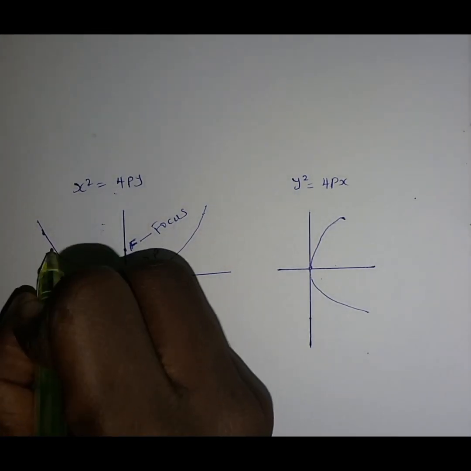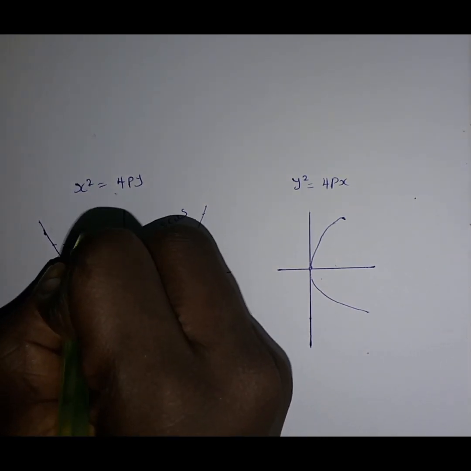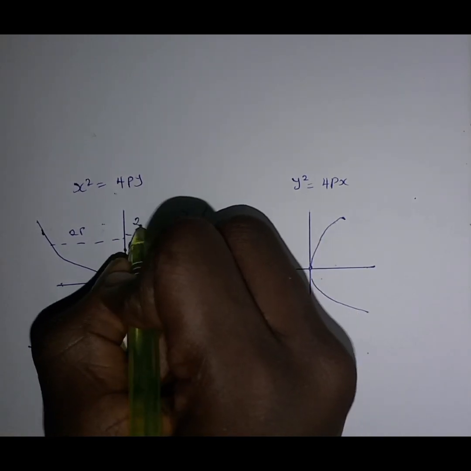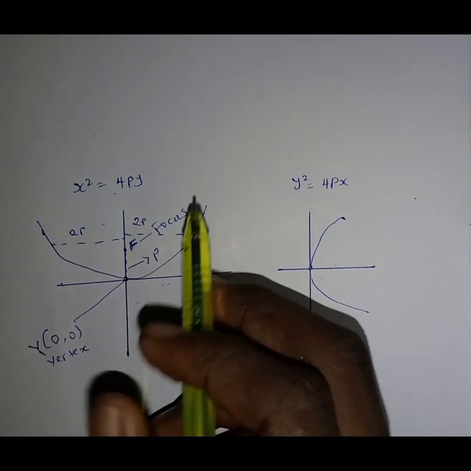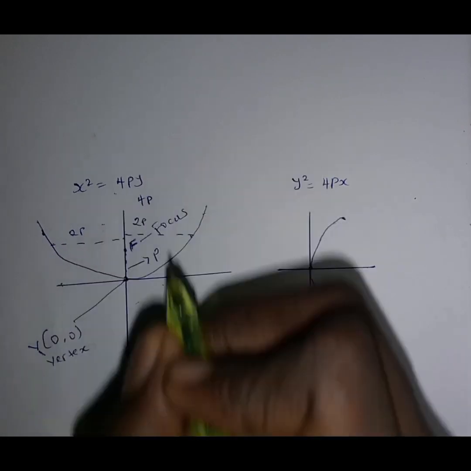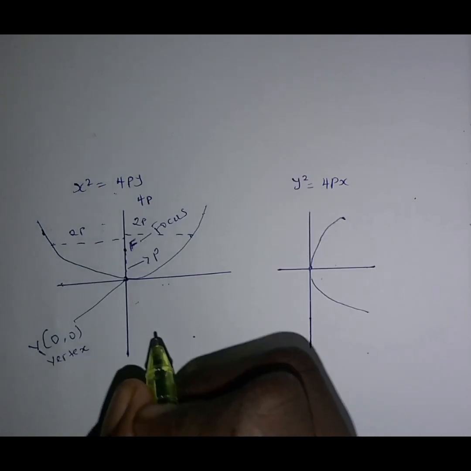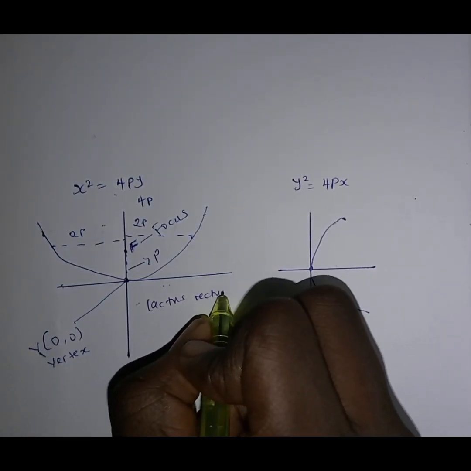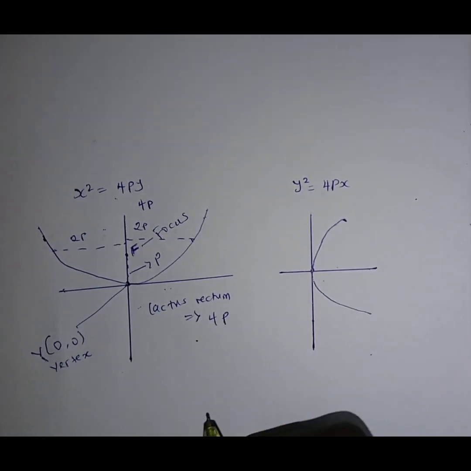Now a distance from this place to this place is called 2p, and a distance from this place to this place is also 2p. So the total length from this place to this place is 4p, and we call the total length the latus rectum. So you just know that the latus rectum equals 4p.